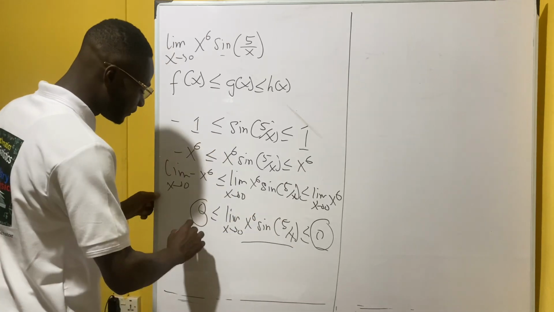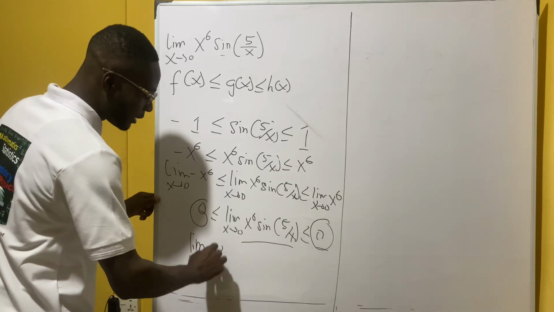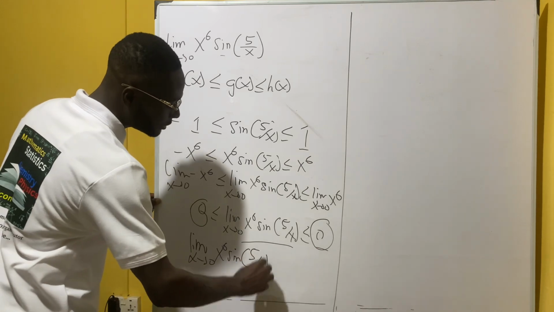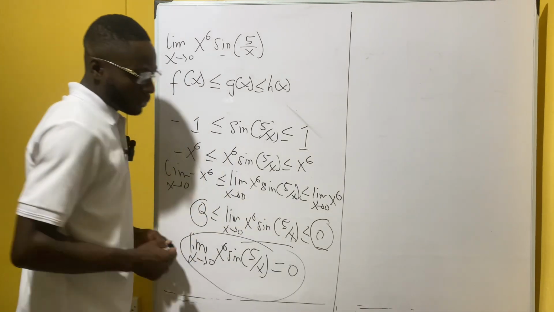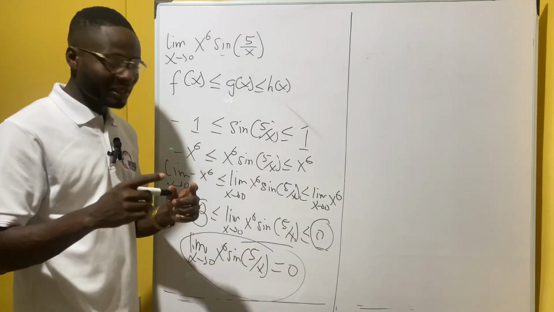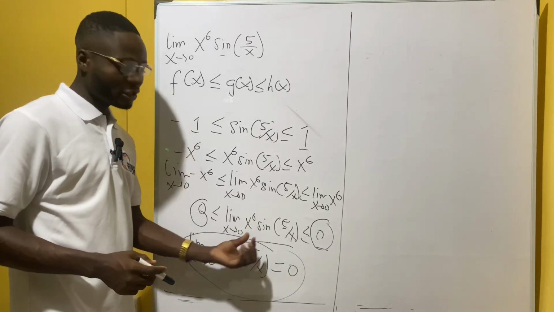So we have here the limit as x approaches 0 of x^6 sine of 5/x, and that should be equal to 0. We have realized that the guy over here and the guy over here have the same limit. Therefore, we can conclude that the limit of this guy is also 0.